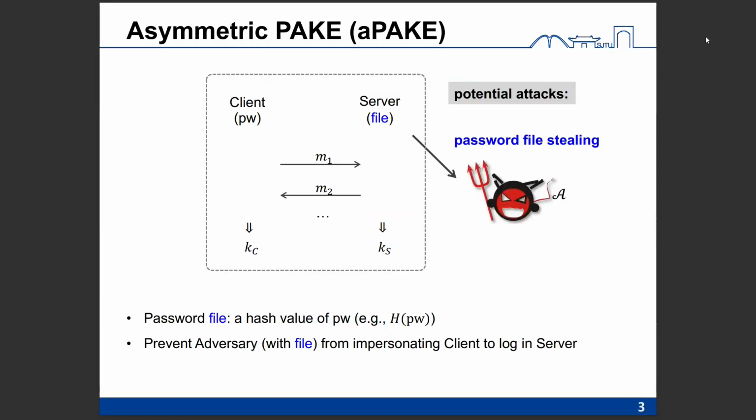Well, PAKE has an asymmetric variant, which we call the APAKE. In APAKE, differently, the server now stores a password file rather than the password in plain. Usually, the password file is a hash value of the password, and APAKE is designed to prevent potential attacks. For example, the adversary may log in to the server and steal the password file. So in APAKE, we require that even with the password file, the adversary cannot impersonate a client to log into a server.